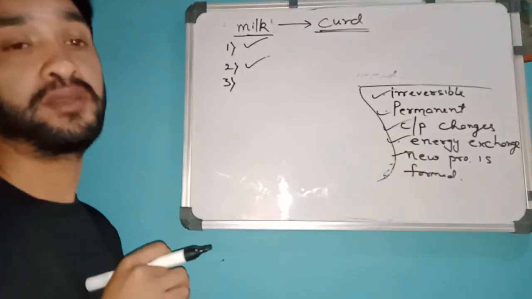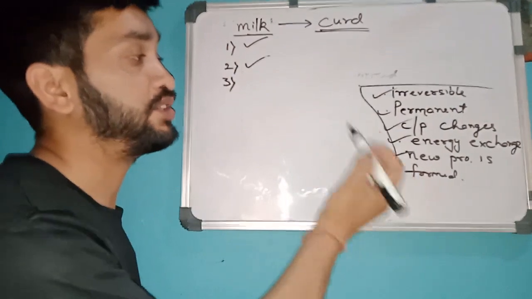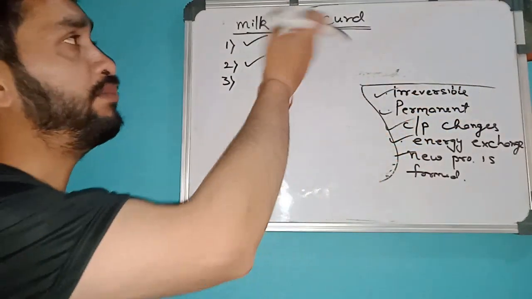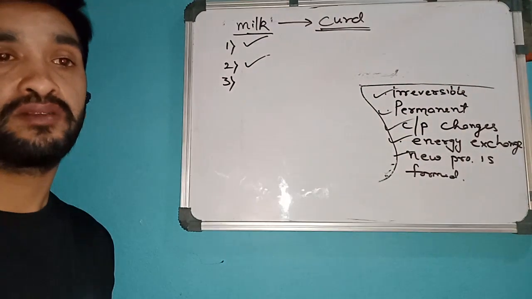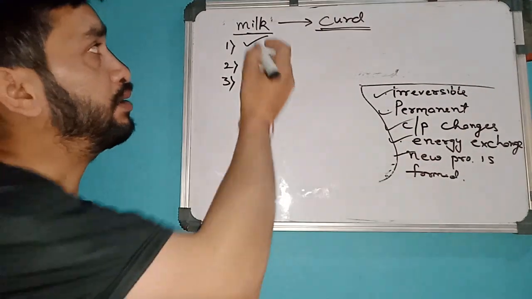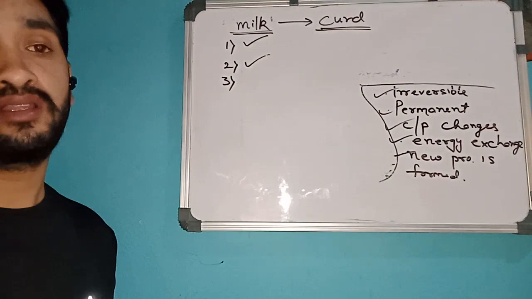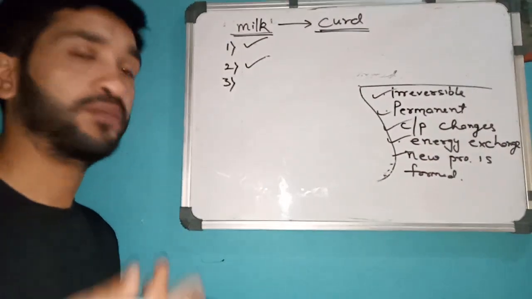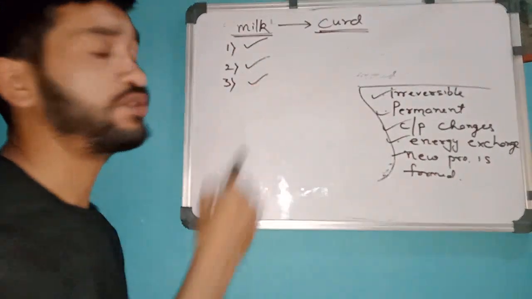So in a chemical change, you will definitely get a change in composition as well as property. Curd has a different property, milk has a different property. When you are using it as a medicine, where you are using milk, you don't use curd there, and where you are using curd, you don't use milk there. Okay, so definitely the properties are different. So third point is also verified.